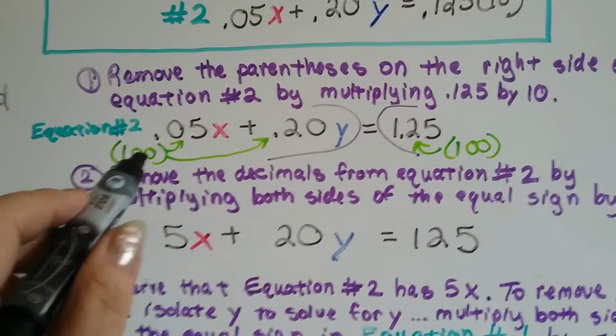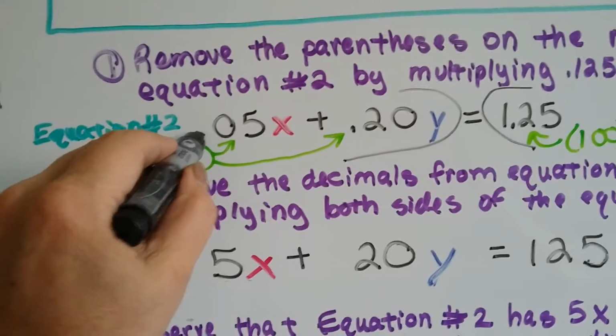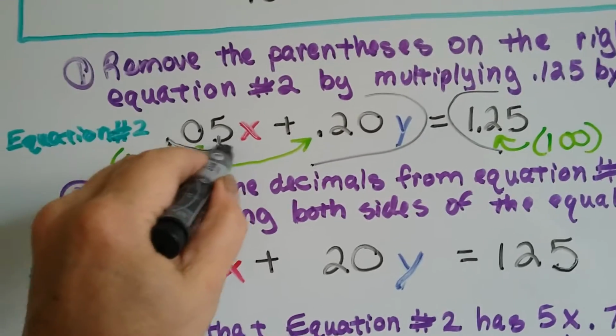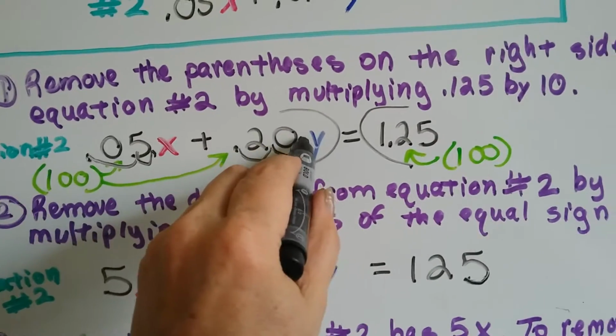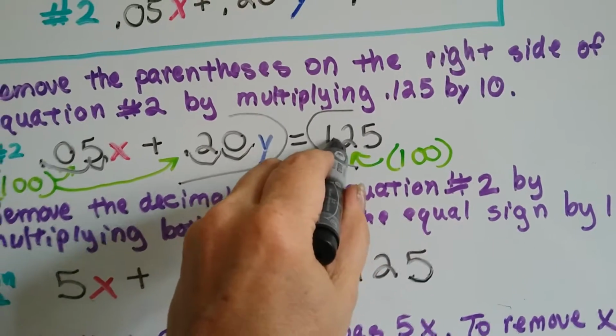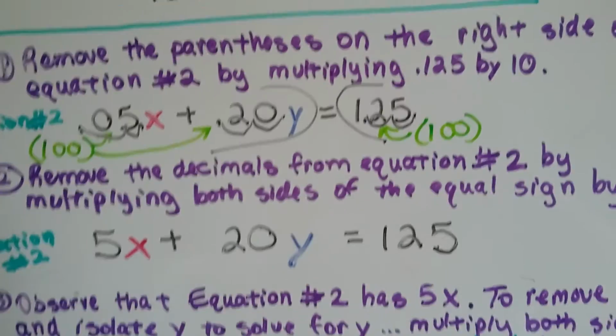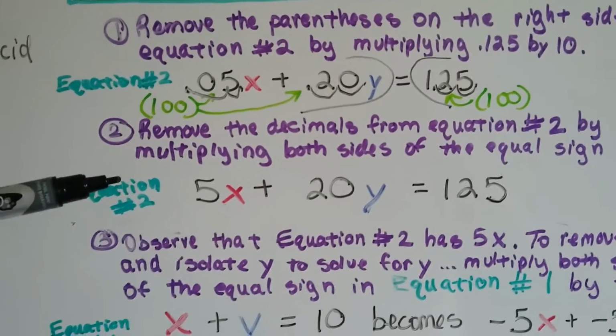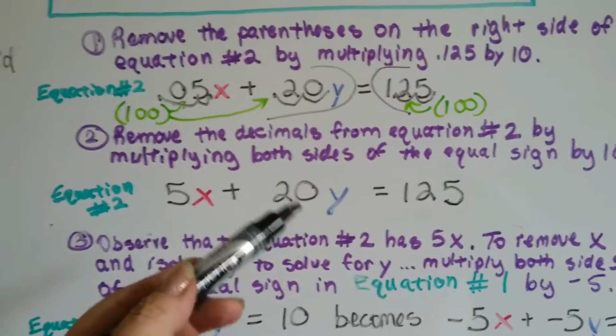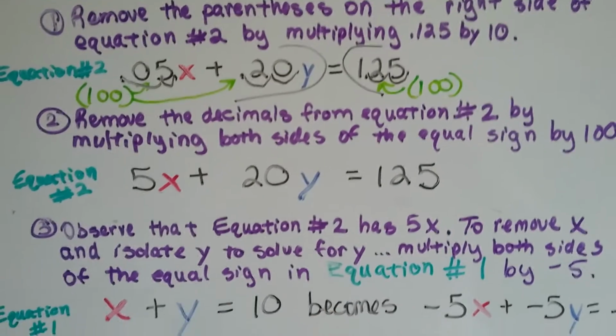So multiplying it by 100 is going to move the decimal place from in front of the 0 to behind the 5. And it's going to move from in front of the 2 to behind the 0. And it's going to move in front of the 2 to behind the 5. See? And now here's our new equation 2. This equation 2 is now this equation 2: 5x plus 20y equals 125.